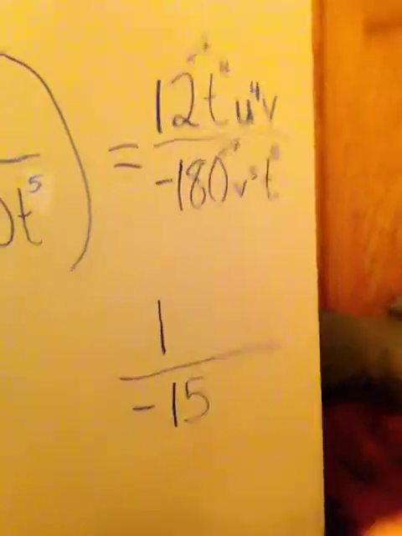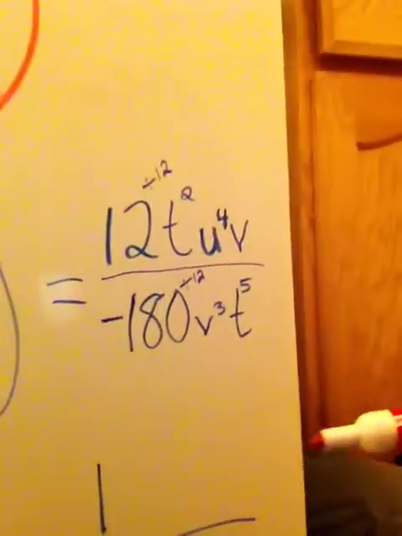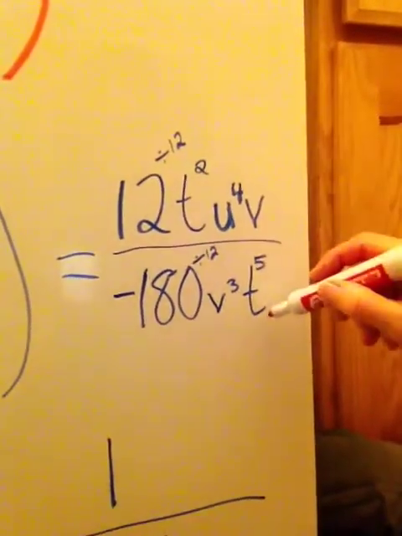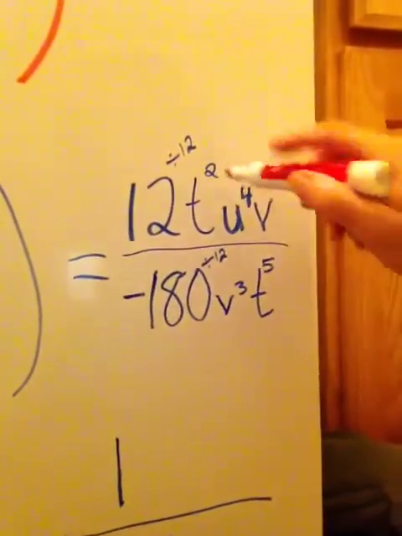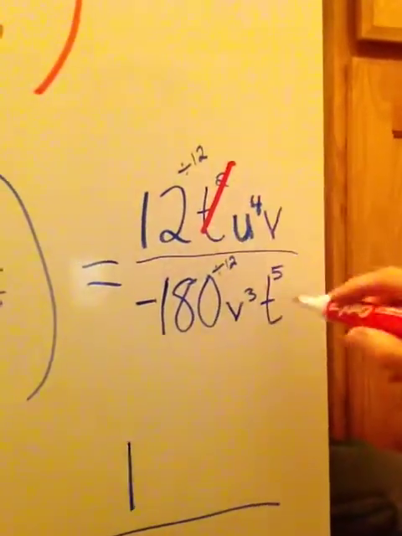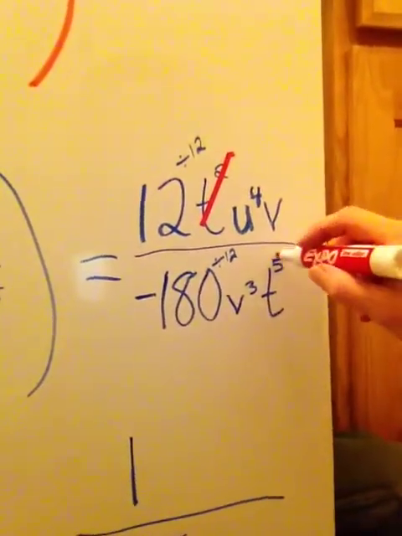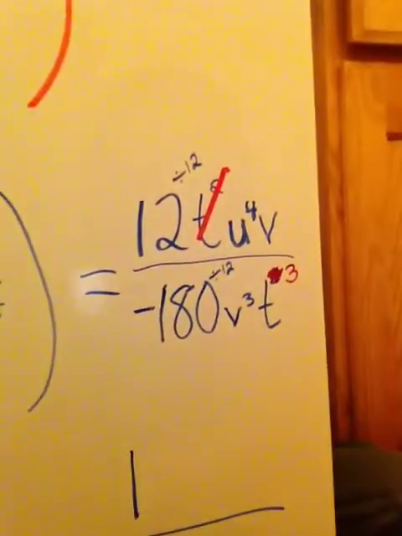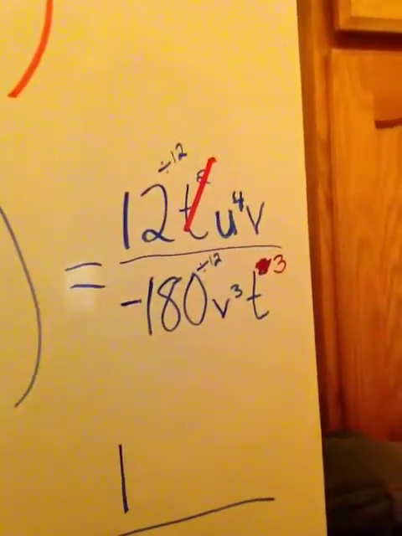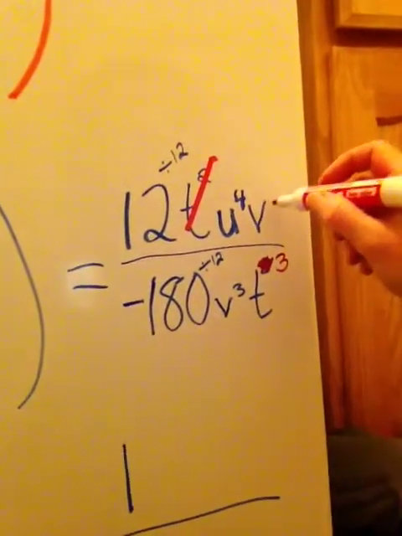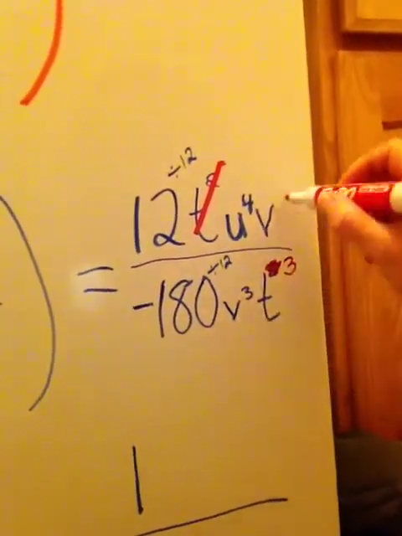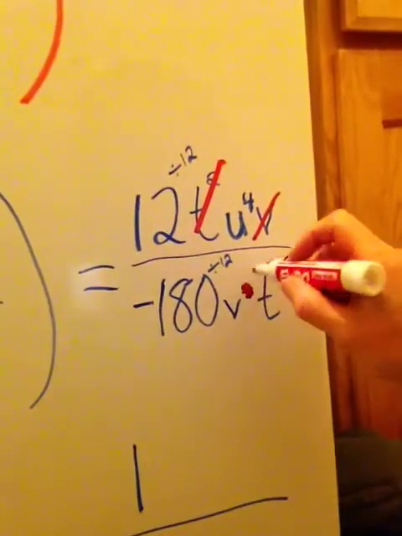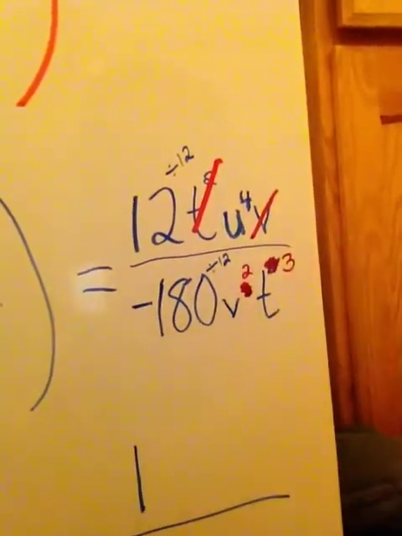Okay, so now I'm going to look at my variables. So I've got 2 t's, t times t upstairs, and downstairs I've got 5. So I'm going to take those 2 and cancel them with 2 of them that are downstairs. So that's going to leave me with 3, t to the third downstairs. Okay, my v's, I've got 1 upstairs and 3 downstairs. So I'm going to take that 1 and cancel it with 1 downstairs. So instead of 3 now, I only have 2.